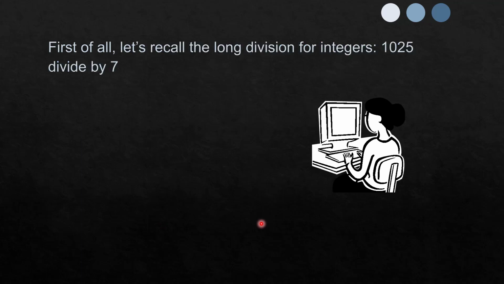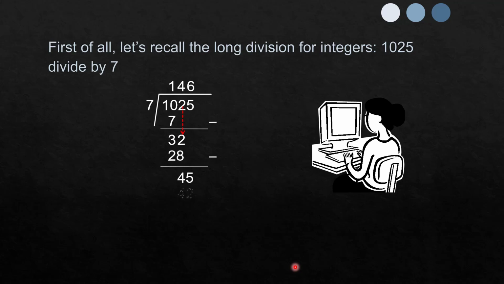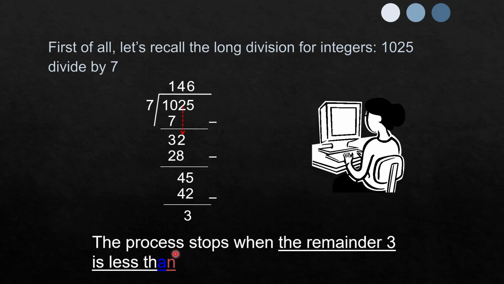So now, let's recall the long division for integers, 1025 divided by 7. Here you pick the first 2 numbers. 10 divided by 7 is 1, and then you multiply it. After that you have 32 divided by 7 is 4, and you know how the process continues until you get the result. You stop when it is 3, and 3 is less than 7.